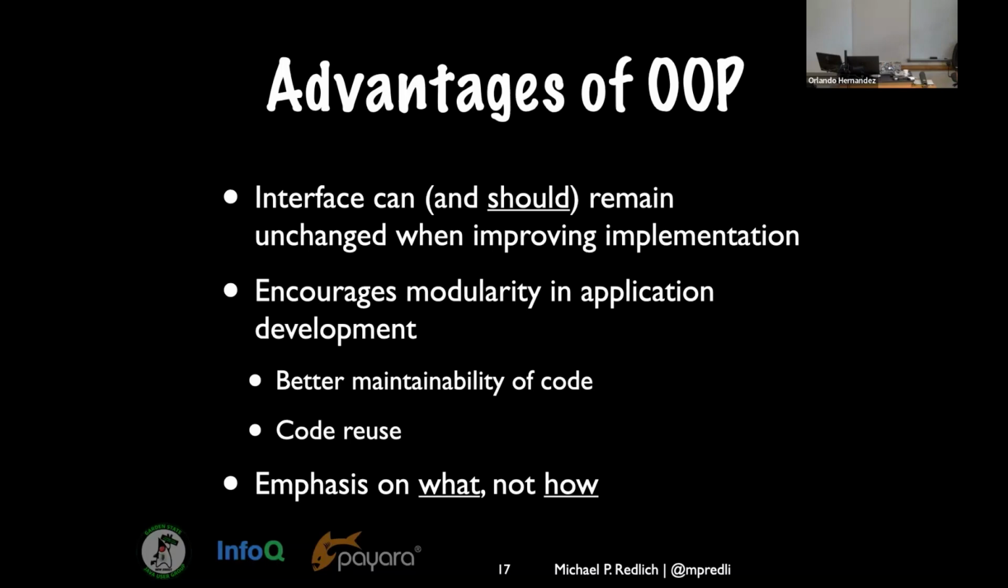And because of this, a great consequence of object-oriented programming is modularity. All the methods tend to be shorter. There's a lot of getter and setter methods that basically will assign a value to the object or just return the current value of an attribute, those kinds of things. And because of that, you can either reuse it or more easily maintain it. So it's an emphasis on what and not how.